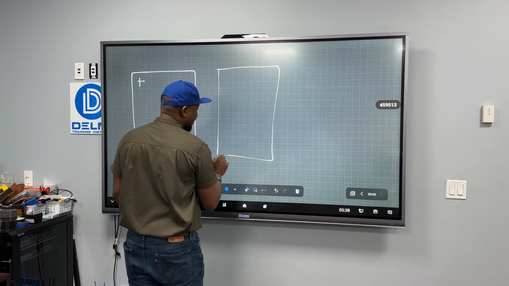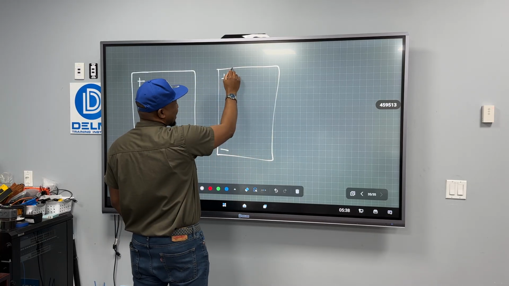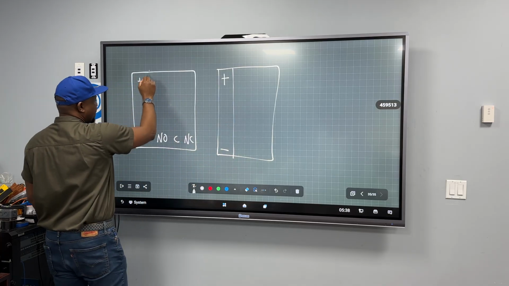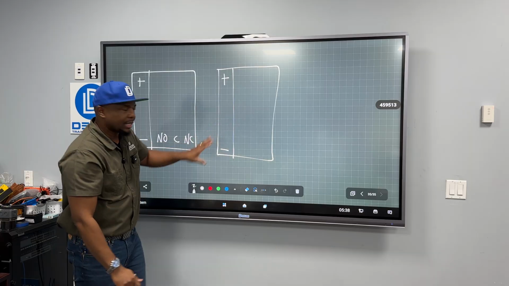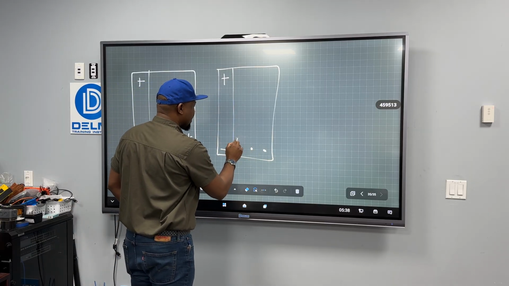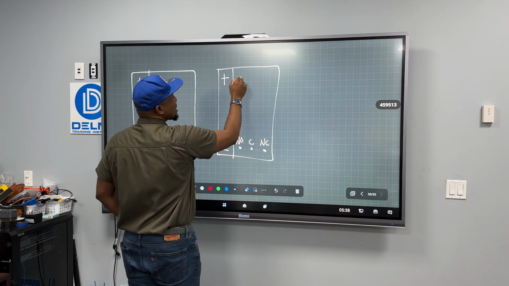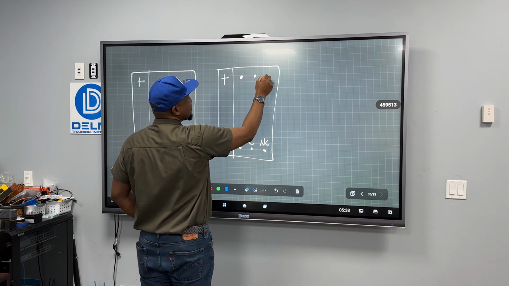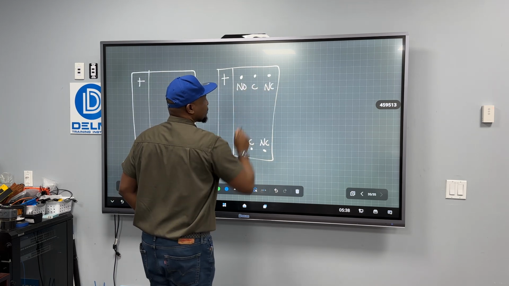We can have another relay like this that has a positive and a negative. Remember, the positive and the negative here, they are different. This is the coil portion, like I spoke about. And we can have another one here, like this, normally open, common, normally closed. And we can have another terminal here, normally open, common, normally closed.